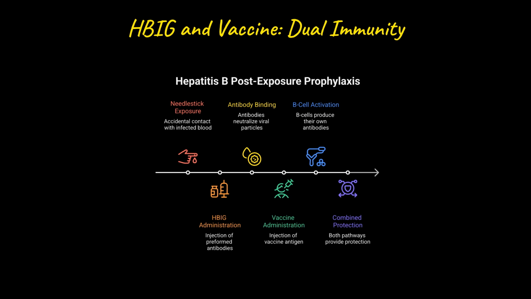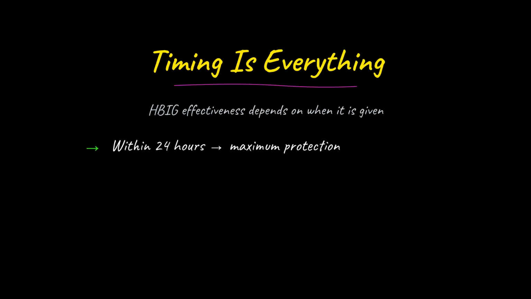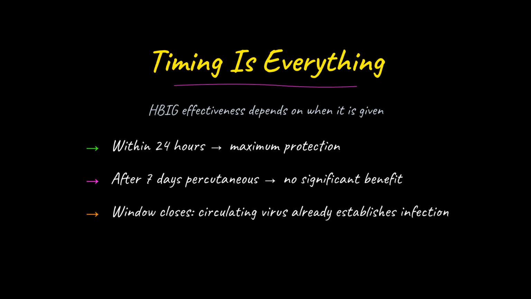ideally within 24 hours of exposure. HBIG provides meaningful protection only when given within 24 hours. After 7 days from a percutaneous exposure, it offers no clinically significant benefit. The window for neutralizing circulating virus has closed. This is why immediate reporting after washing the wound is the critical first action, not waiting for a convenient appointment.